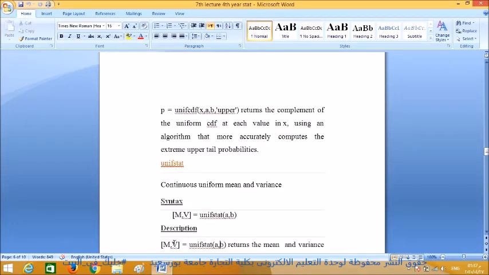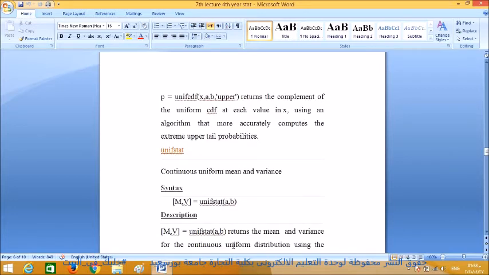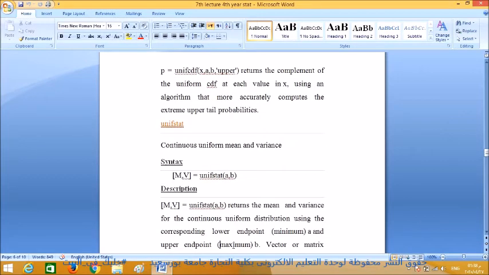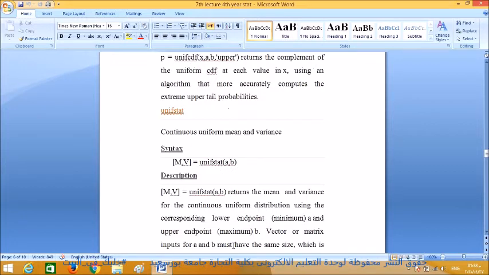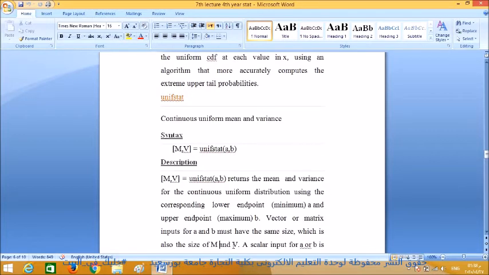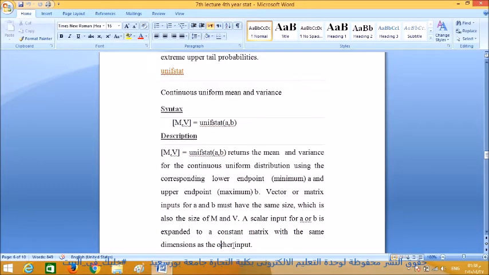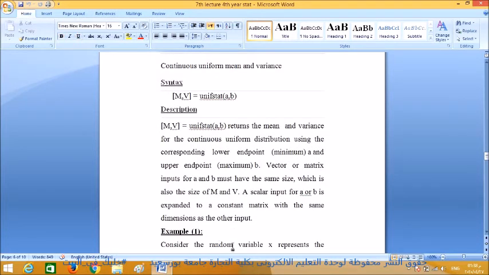[M, V] = unifstat(A, B) returns the mean and the variance for the continuous uniform distribution using the corresponding lower endpoint minimum, which is A, and upper endpoint maximum, which is B. Vector or matrix input for A and B must have the same size, which is also the size of M and V. A scalar input for A or B is expanded to a constant matrix with the same dimensions as the other input.